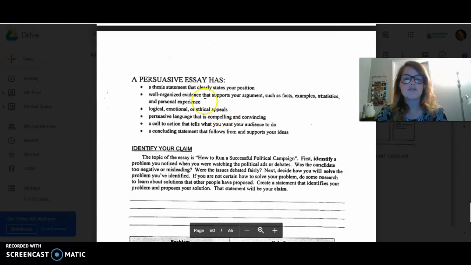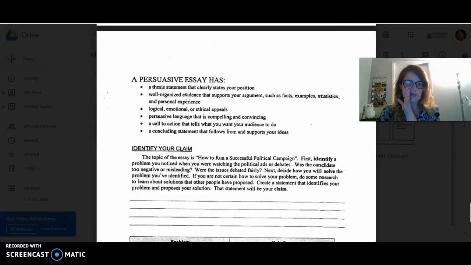So a persuasive essay has a thesis statement, a well-organized evidence. Evidence looks like quotes, facts, things like that. Logos, ethos, and pathos, right? So logic, facts, numbers, statistics, emotional, pulling at the heartstrings type of things, and ethical appeals, so credibility, lean on other people's credibility by your citations. Persuasive language that is compelling and convincing, so you use those loaded words. You need to have a call to action that tells your audience what to do. And a concluding statement that kind of encapsulates everything.